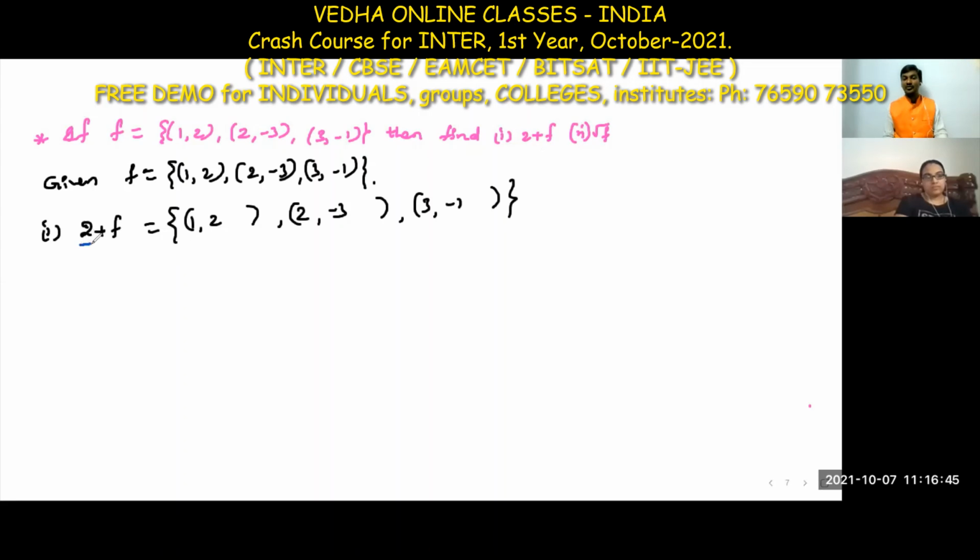Here, what is given? 2 + f. It means he is asking to add 2 to f. We have to add 2 to the second number. Whatever the operation we have, we apply on the second number. Understood here? We add 2 to the second number, the y coordinate.